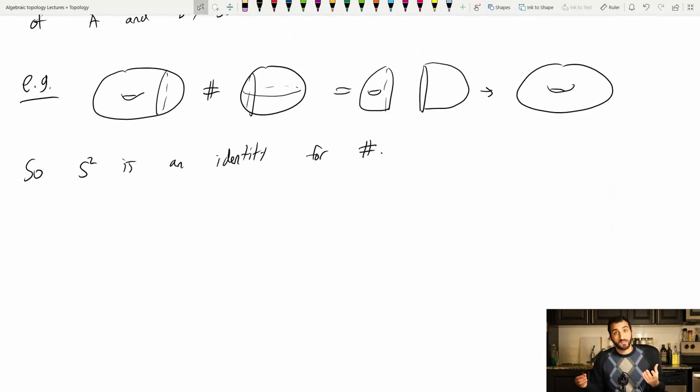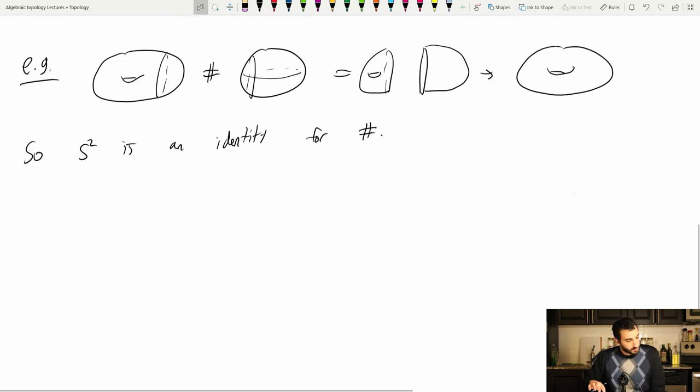And this makes surfaces into what's called a monoid. It has an identity, and you can also see that this connected sum is associative. That structure isn't very deep, but nevertheless, it's interesting to know that it's there.